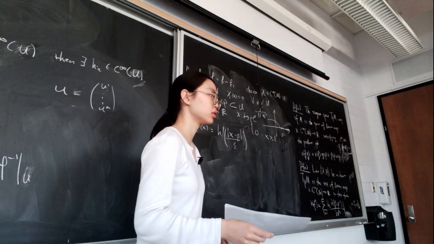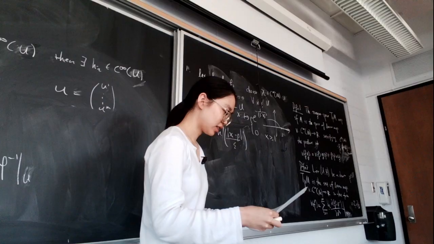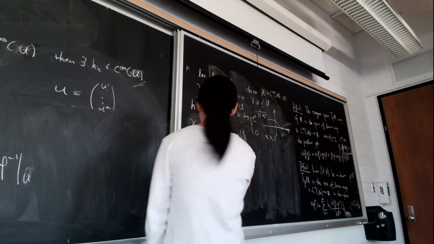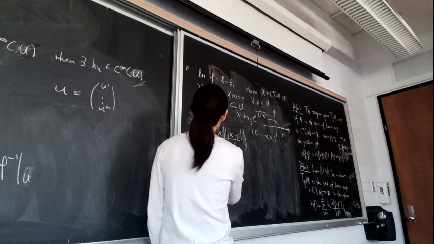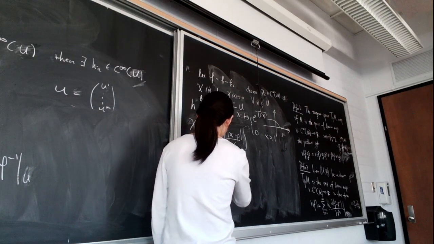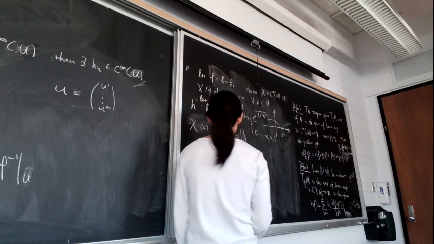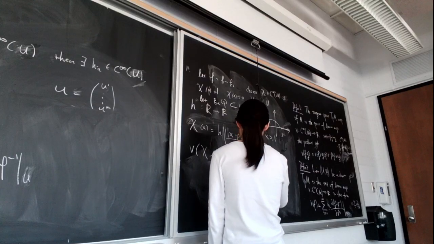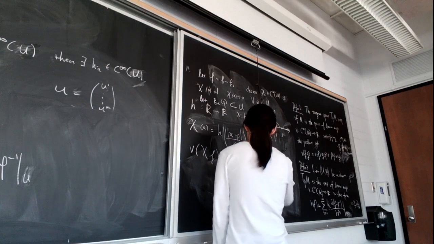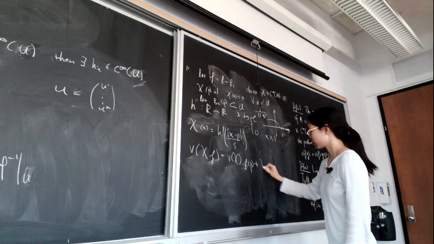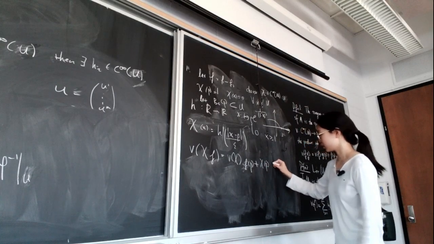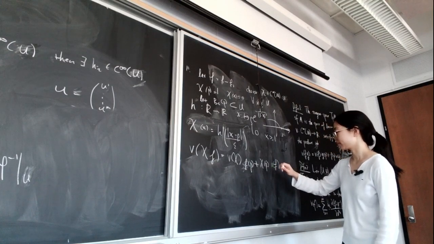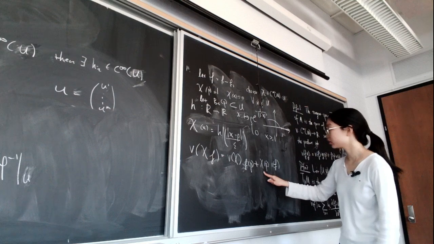Perhaps a counterexample will be an exercise. So we just apply V to chi multiplied by F. And by the product rule, it's just V of chi times F at P plus chi at P times V of F. And this is 1.